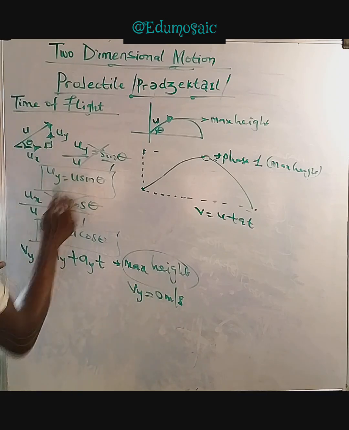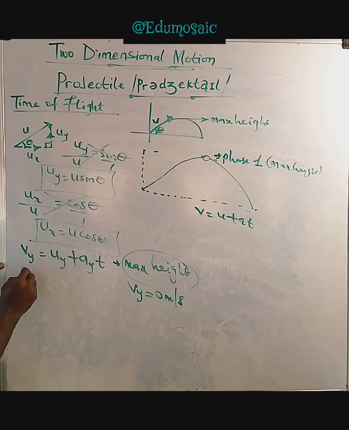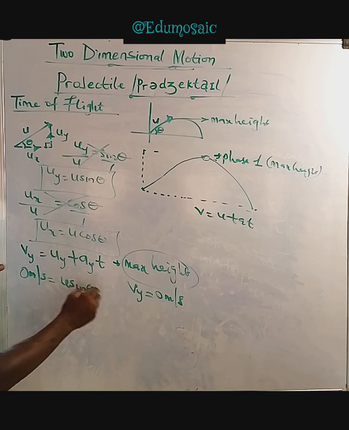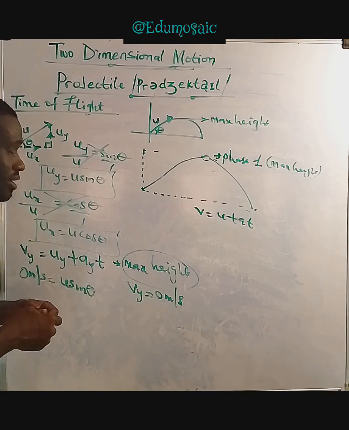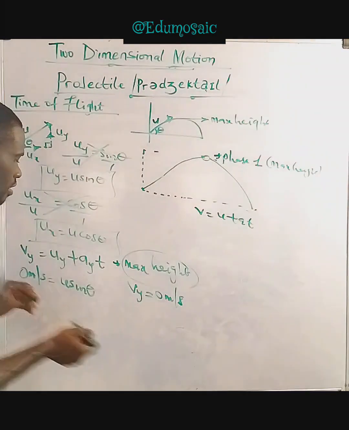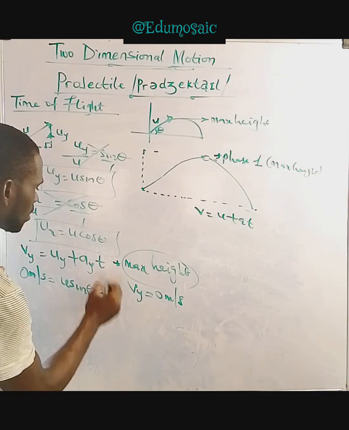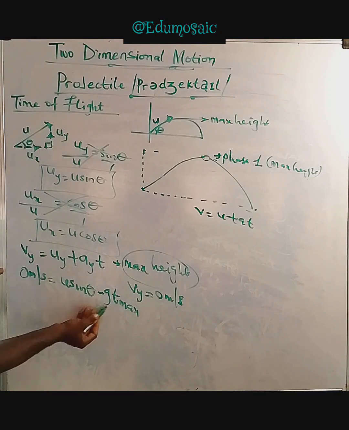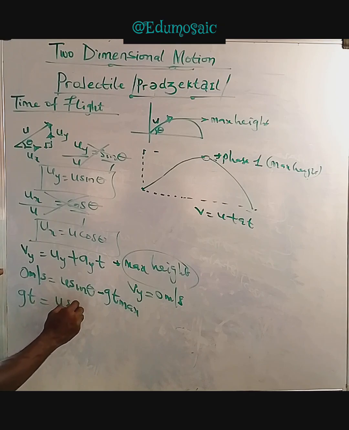Initial velocity is u sine theta. Then acceleration: don't forget that when the body rises against gravity, acceleration due to gravity is negative. So that will be minus gravity times time. This is the time for max height, T max. So what do we have? We send this to the other side. That's g t equals u sine theta.